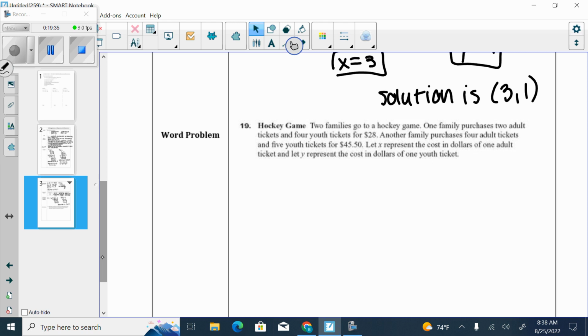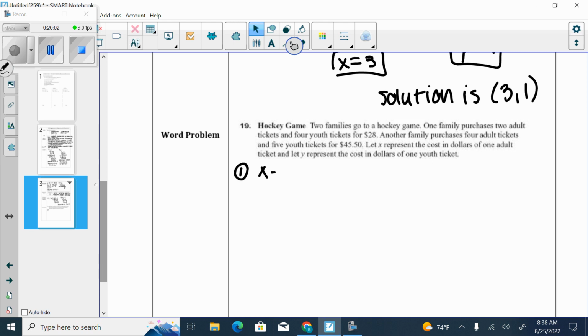2 families are going to this hockey game. One family purchases 2 adult tickets and 4 youth tickets for $28. Another family purchases 4 adult tickets and 5 youth tickets for $45.50. Let X represent the cost in dollars of 1 adult ticket and let Y represent the cost in dollars of 1 youth ticket. Okay, so they already told us what our variables are representing, right?